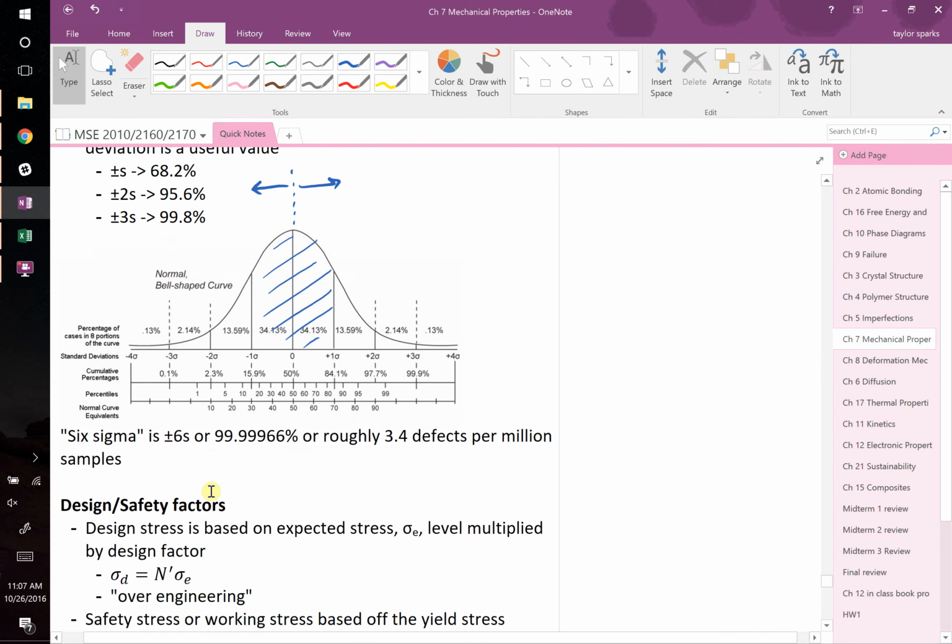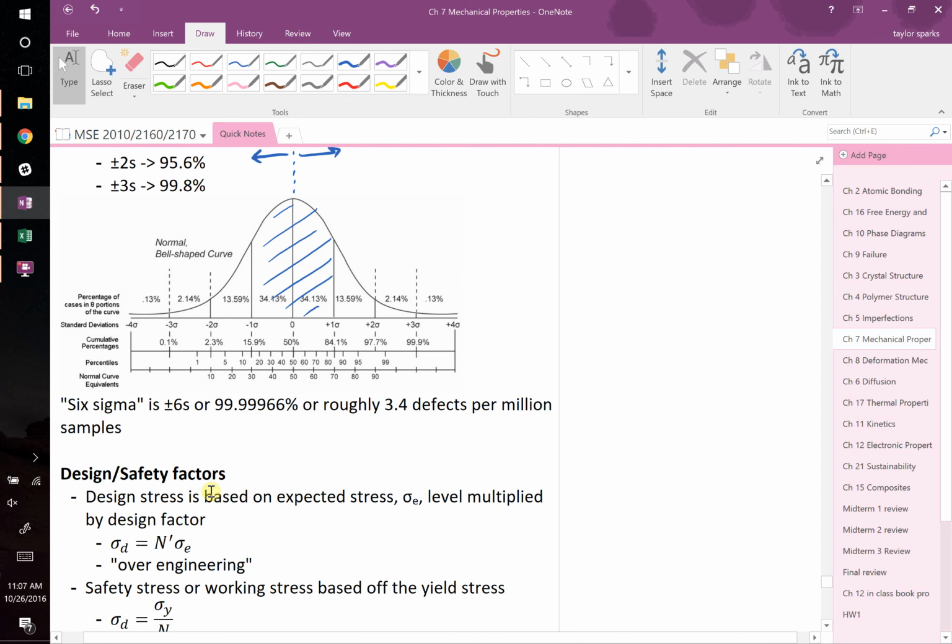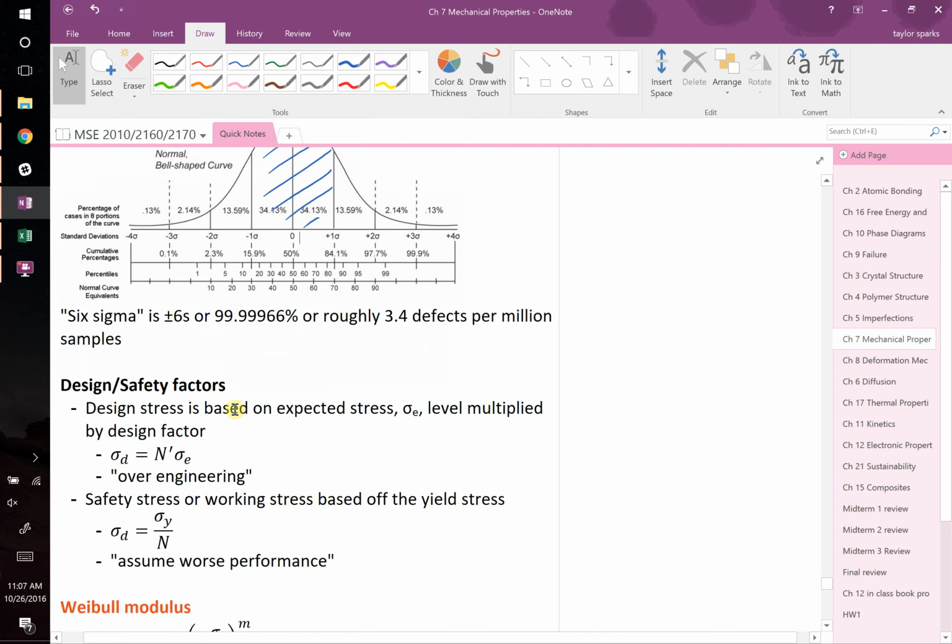Right? So that's important. Many of you that go on to get jobs will probably actually get certified in 6 sigma. They actually call it 6 sigma black belt, and there are training courses for it. We don't offer that in our department.